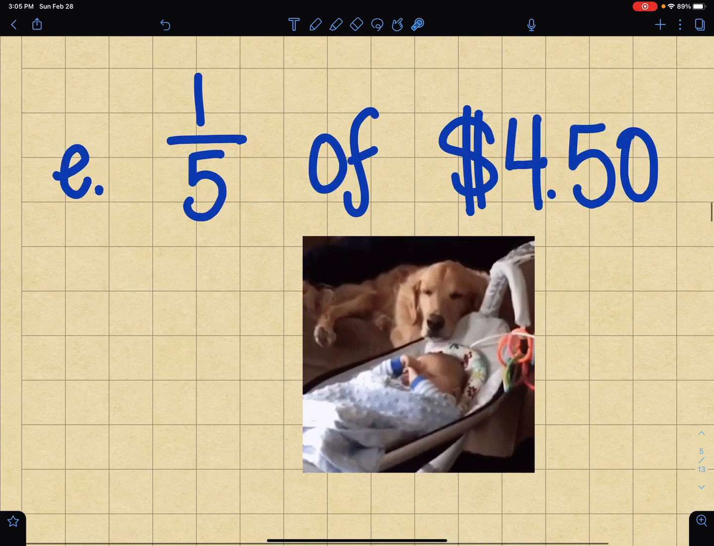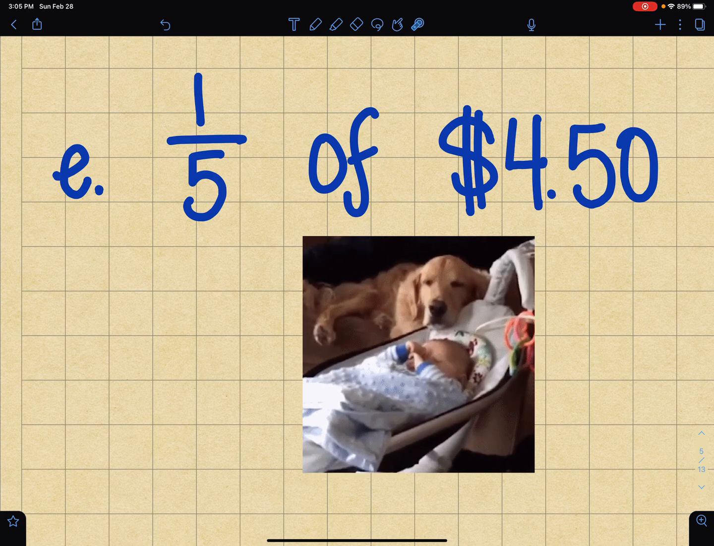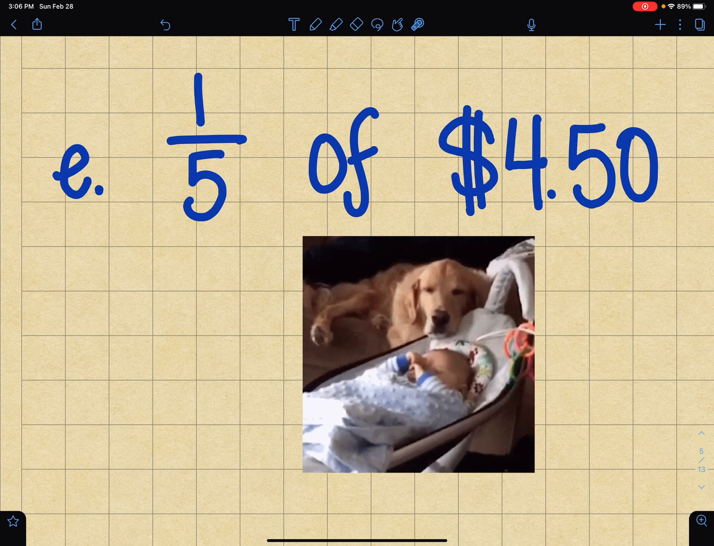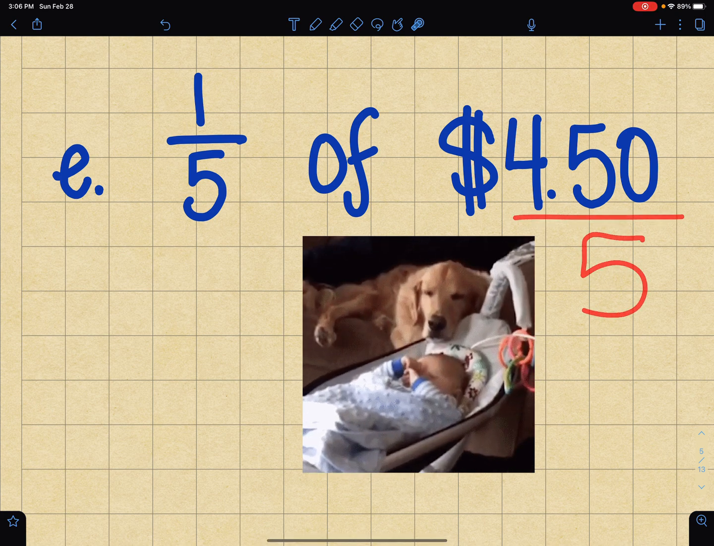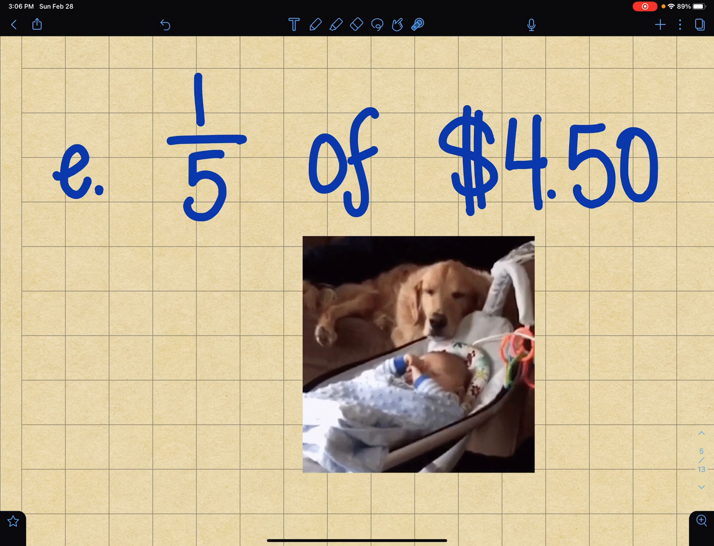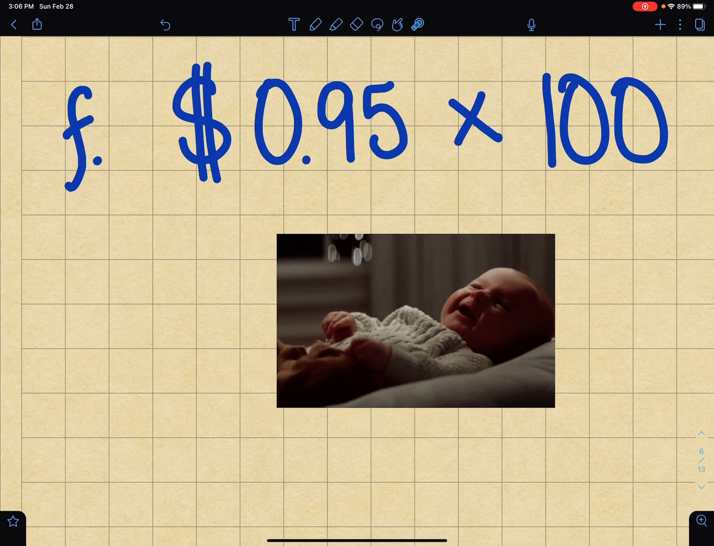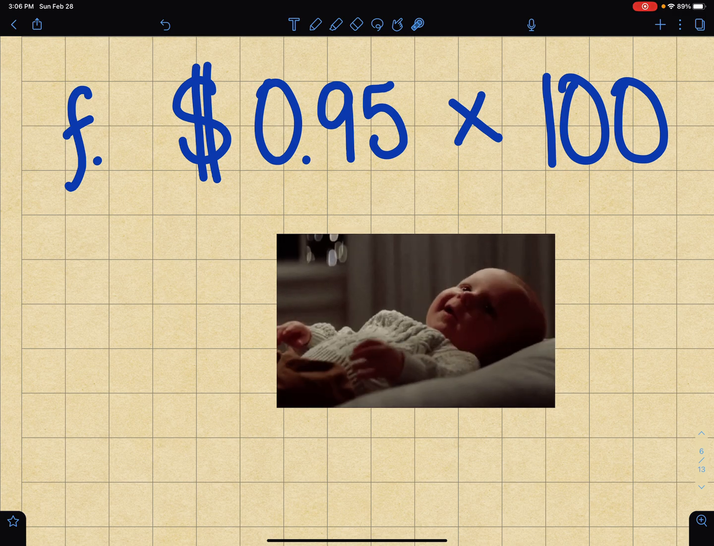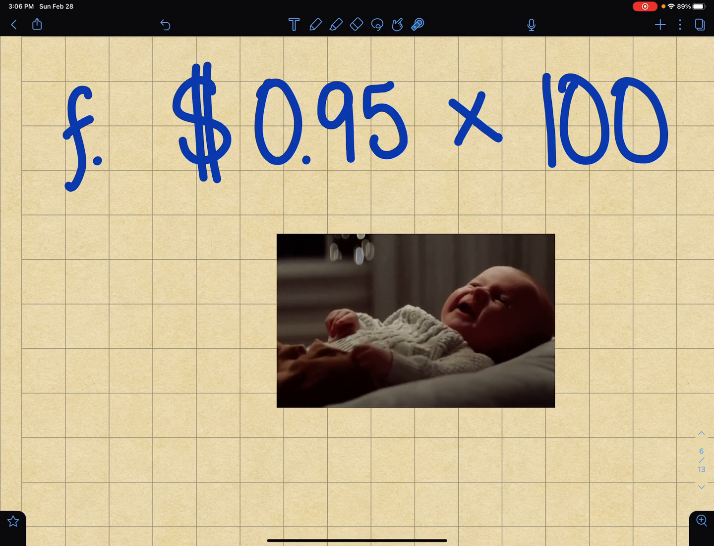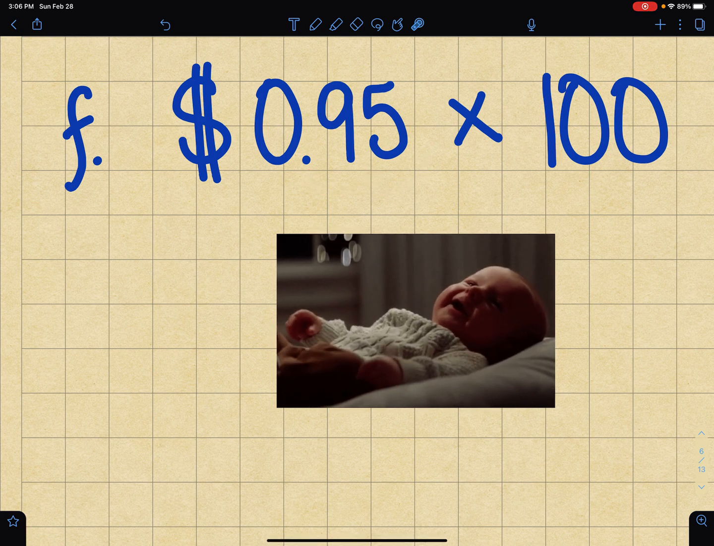E, what is 1/5 of $4.50? 1/5 of $4.50. It's kind of like dividing this by 5, huh? How many times does 5 go into 45? Okay. What about F? 95 cents times 100. We're definitely going to be moving that decimal spot, huh? 95 cents times 100. It's almost $1, so you would almost have $100, but not quite, huh?